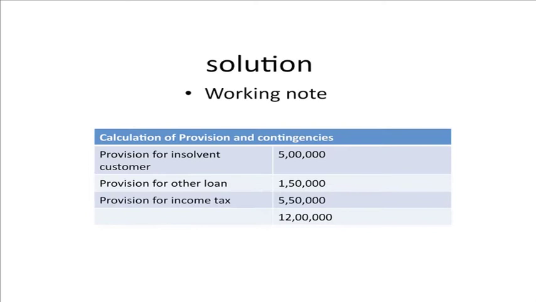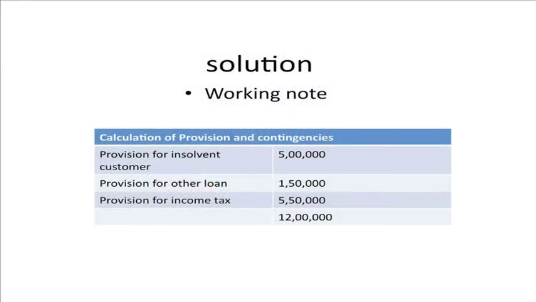Another working note is calculation of provisions and contingencies. Provision for insolvent customer 5 lakh. In the additional information point 1, it was said that a customer having 10 lakh rupees has become insolvent and only 50% is supposed to be recovered from its estate. So we are going to prepare the provision for insolvent customer 50% of 10 lakh, that is 5 lakh.